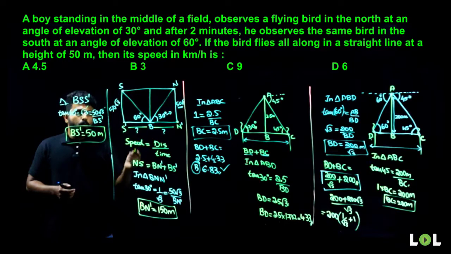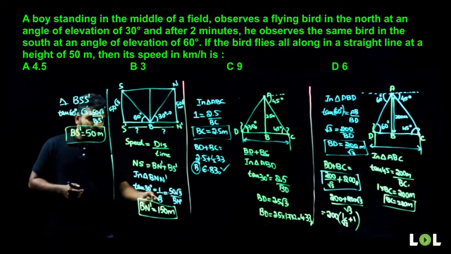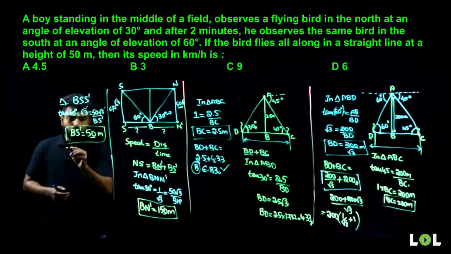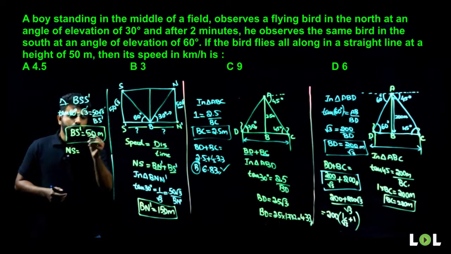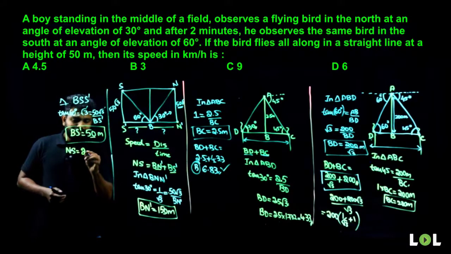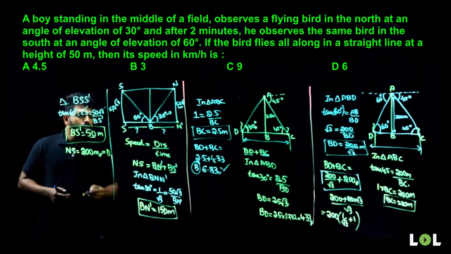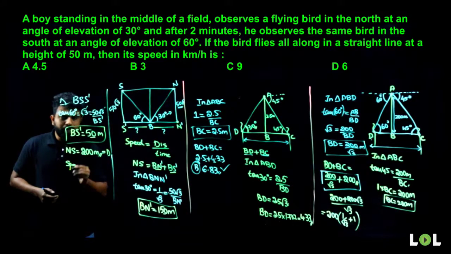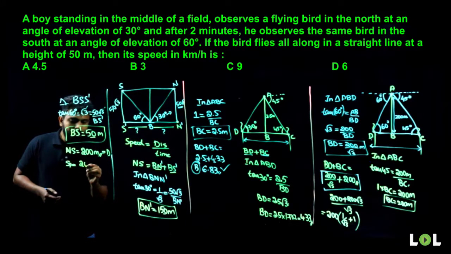So now, what is the speed? Speed is nothing but distance by time. So what is the distance here? 150 plus 50, because it is BN' plus BS'. So NS will be equal to 150 plus 50. That is nothing but 200 meters. So we have got the distance here. So we need to find out the speed. So how do we find out? Speed will be equal to distance, that is 200 meters, divided by time taken.